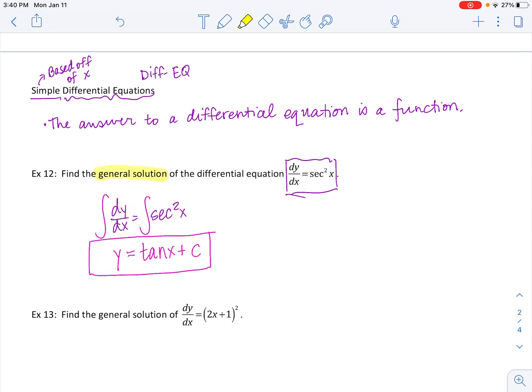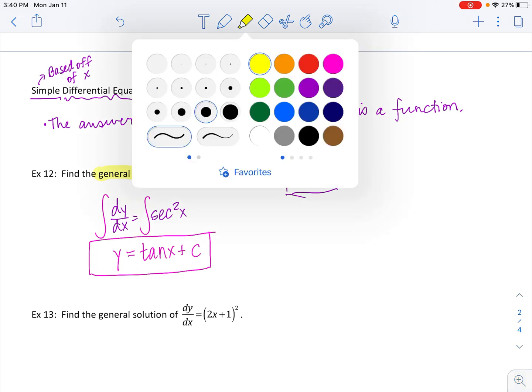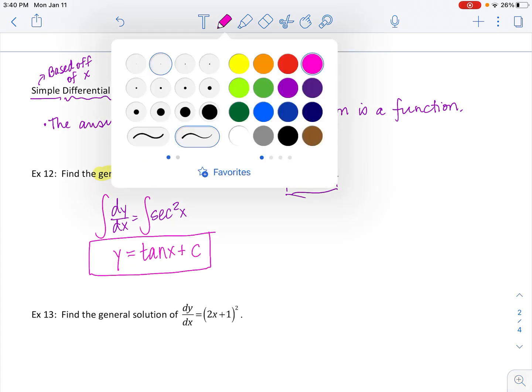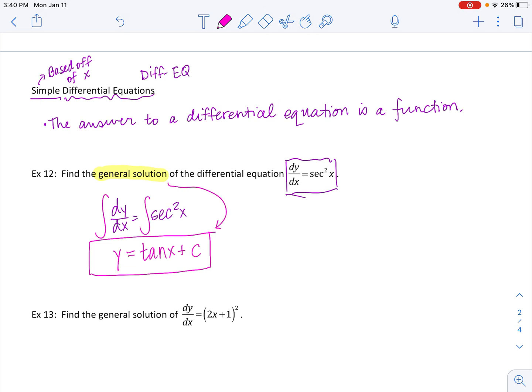So a general solution is this equation here that says y equals tangent x plus c. So it's an actual function, right? If you just put tan x plus c, technically you're wrong because it doesn't say y equals. I know it's a minor detail, but it is pretty hefty to understand why it's y equals, in the big scheme of things. So a general solution is when we have plus C on the end.